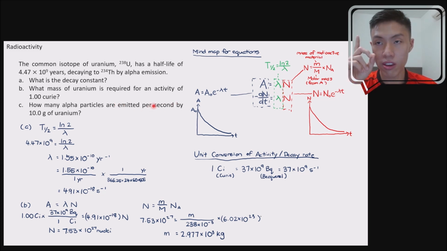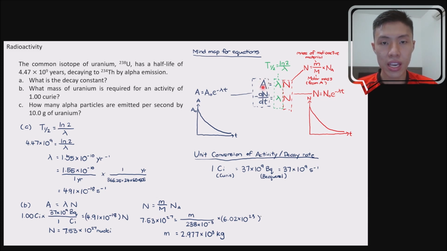Because every single decay that happens causes one alpha particle to be emitted. So one decay is equal to one alpha particle emitted. When they are asking how many alpha particles are emitted per second, that is equivalent to asking how many decays are happening per second. So decays happening per second is equivalent to activity, or decay rate. So they are asking for A, actually.